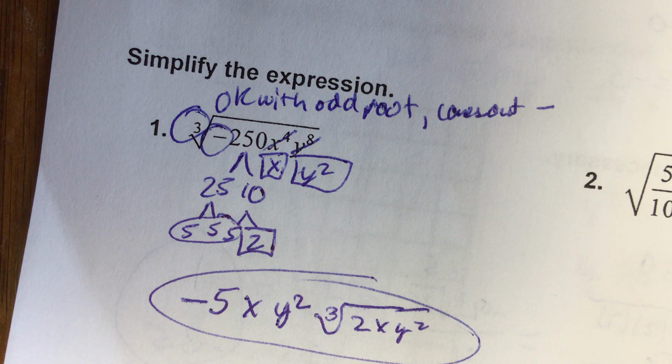And then I have how many x's? Well, I have 4, but I need a set of 3, or a triplet, to bring one out. So I bring out 3 of those 4 x's. That's why I have an x on the outside.